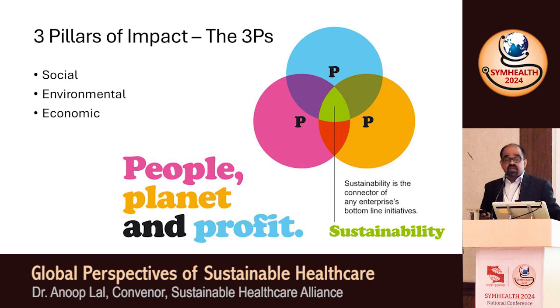Now, in this context, it's very important to speak about the three pillars of impact, which are the social, environmental, and economic. Whenever we talk about sustainability, we emphasize these three pillars. Whatever we do in the world should be socially sustainable, which means the people. It should be environmentally sustainable, which is the planet, and also economically sustainable.